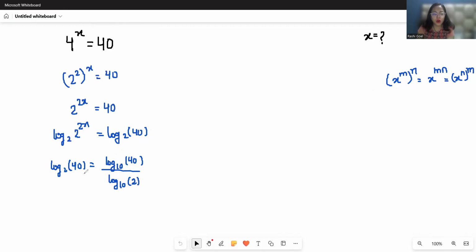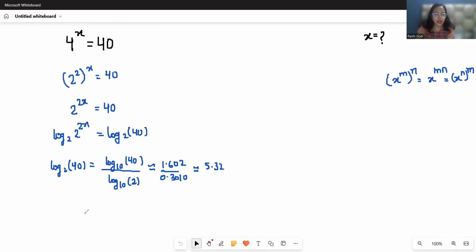We can write, according to the log rule, log a with base b as log a by log b. So it is approximately 1.602 divided by 0.3010, which we know. So when we do the division, it is approximately 5.32. So now we can directly solve for x.